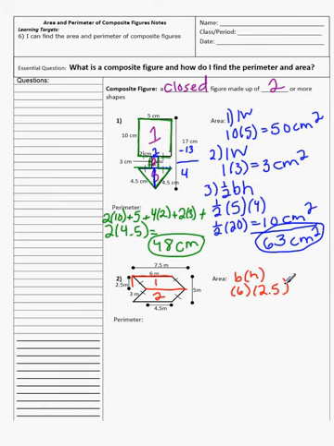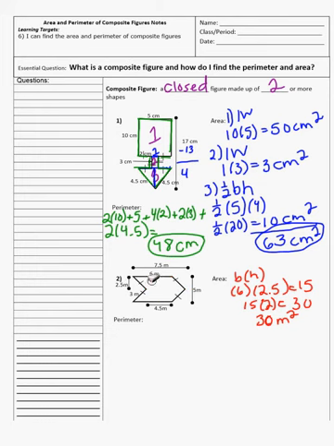So we have 6 times 2.5 will give us 15. Now because we have 2 of them, we know we can just multiply 15 by 2 to get the area of 30. So we know that this is 30 meters squared. Well, what if you did the triangles?